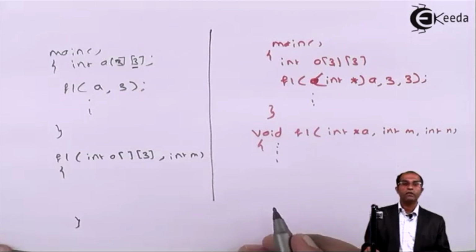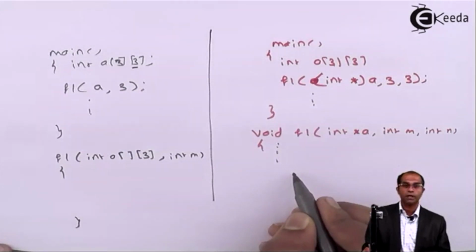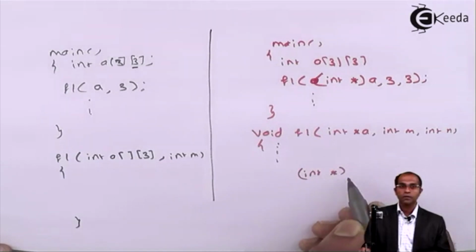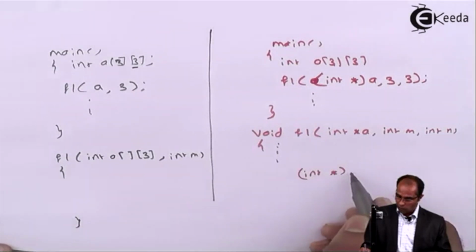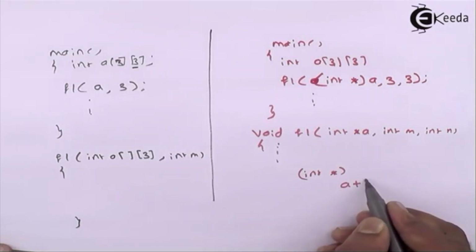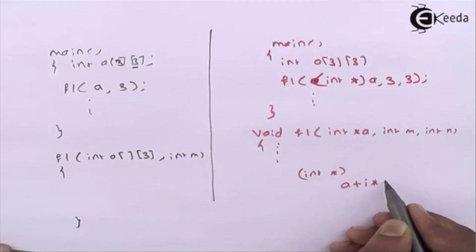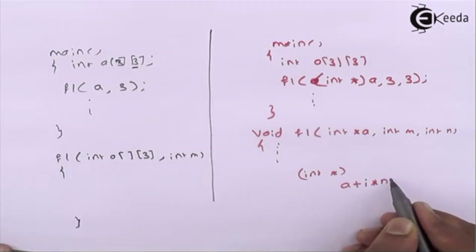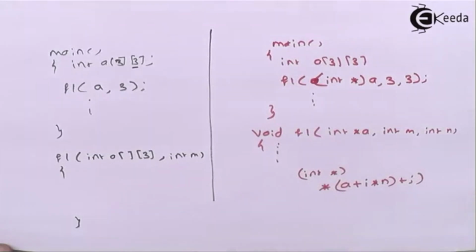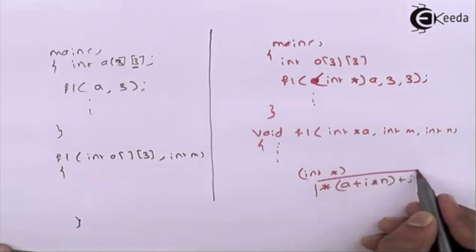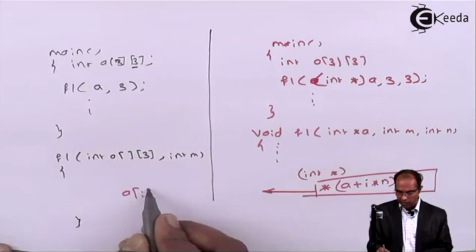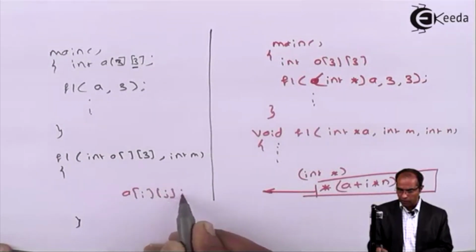And within the code, wherever I wish to access, I have to access it by always saying int asterisk, the pointer, that is a, plus the row value, that is i, multiplied by the number of columns. Number of columns is n, this entire thing plus j, and here I am supposed to use the value. This is the convention which you should follow for accessing an entire array. And in this case, I'll just say a of ij.